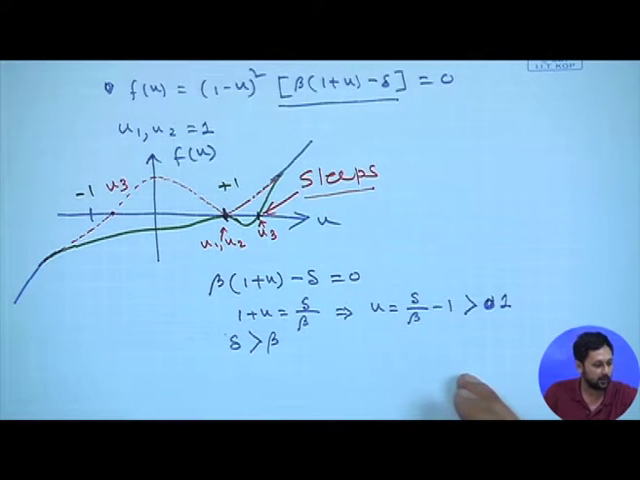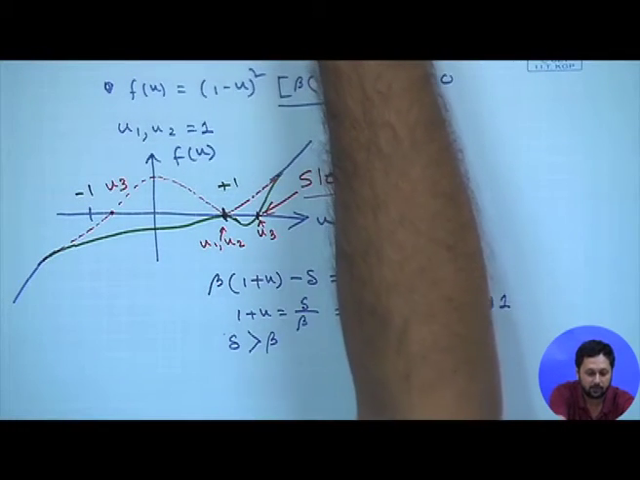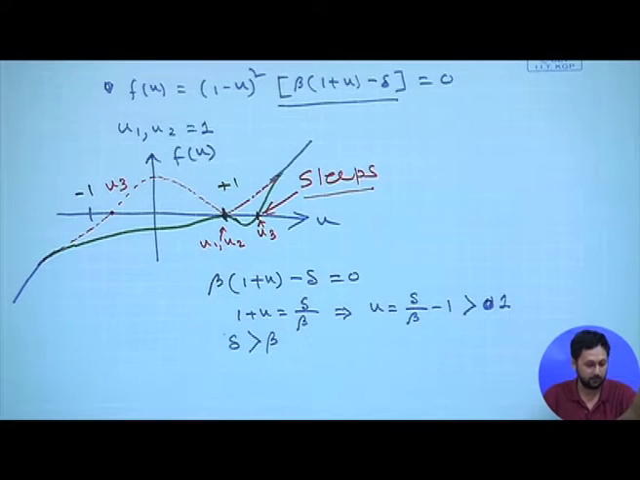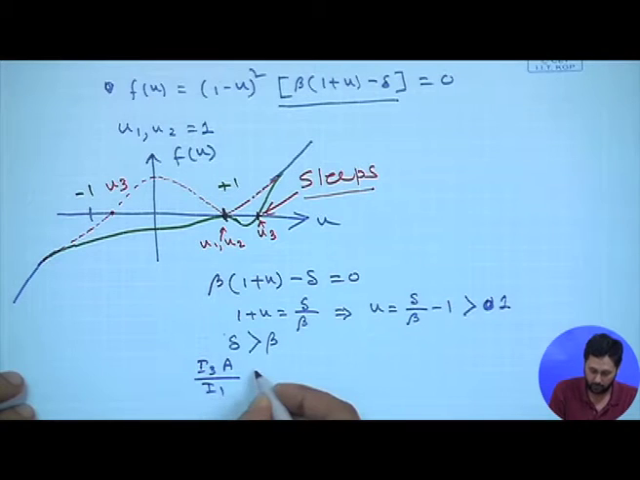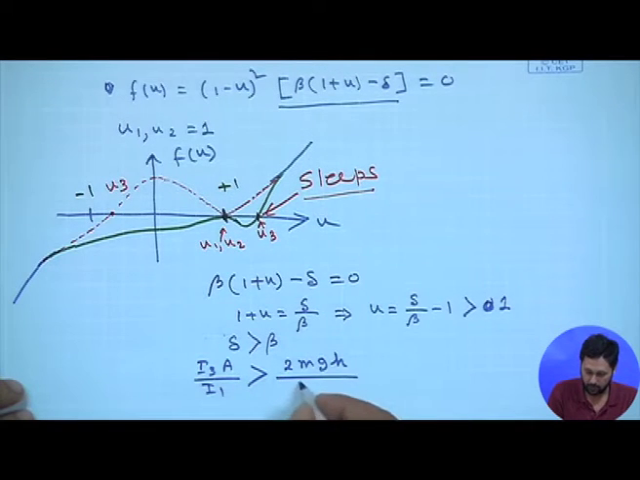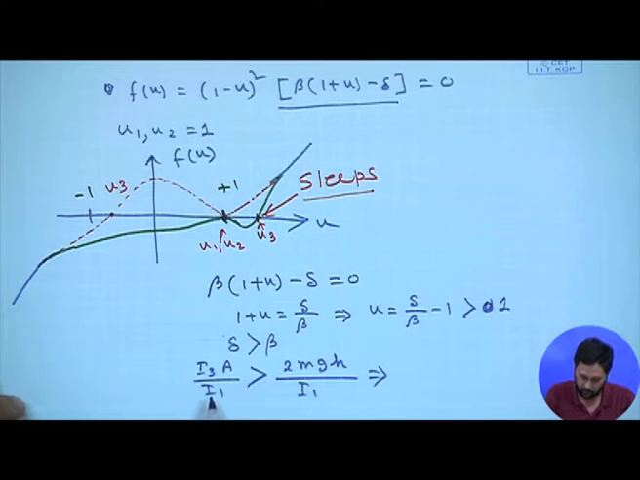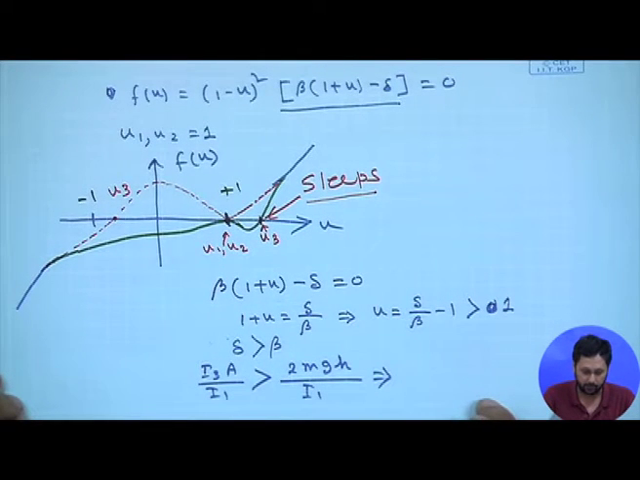So, this is the condition, and if we now put the values of delta and beta. I hope I have it somewhere. Sorry, I have so many papers around here. I'll still try to find out. Okay. Right, I have it. Okay. So, if I put all this, right. So, essentially we find out the value of delta to be I3 A by I1 greater than beta. Beta is 2mgh by I1, which gives you a condition that it will be, sorry, this will be I1 by I3 or no, I think I am missing a square here somewhere.